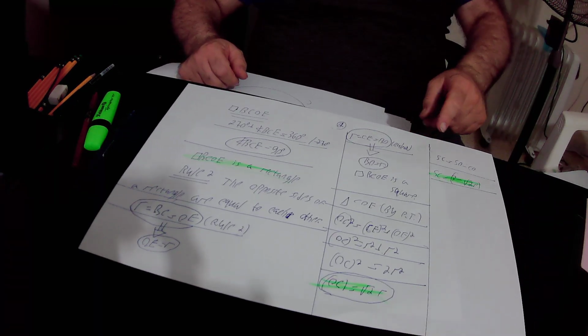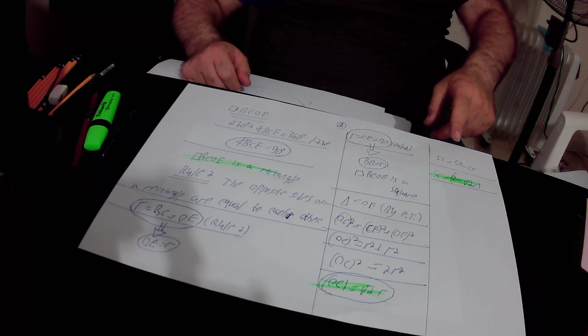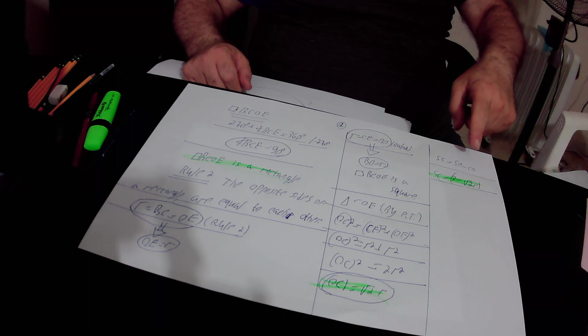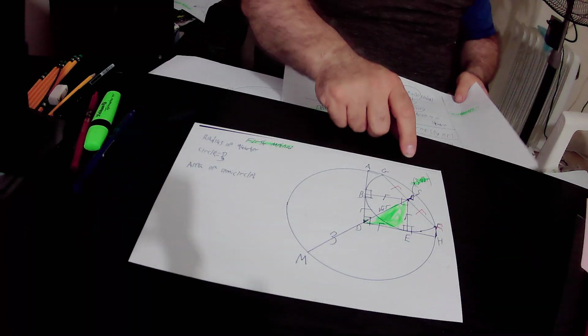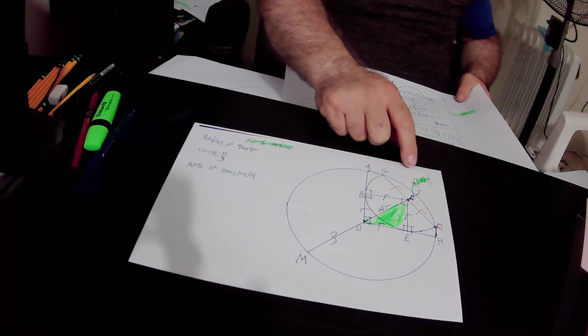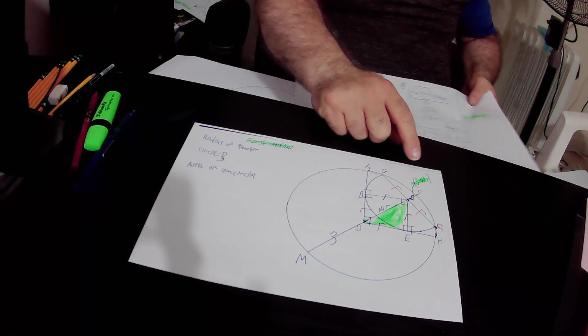So in conclusion, we found out that SC equals SO minus CO, which equals 3 minus square root of 2R. So here this small line segment SO equals 3 minus square root of 2R.